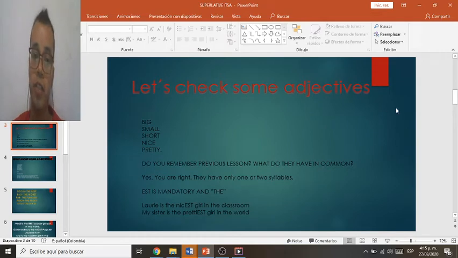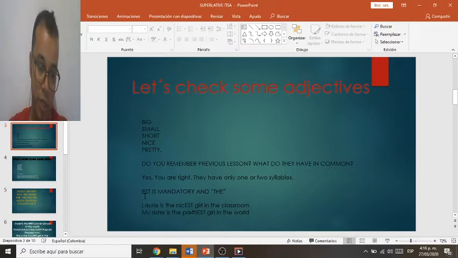Let's check some adjectives as we did before. We have big, small, short, nice, pretty. Do you remember the previous lesson, the previous video? What do they have in common? Yes, you remember. You're right. They only have 1 or 2 syllables. So, every time that we have only 1 or 2 syllables, how are we gonna form the superlative?